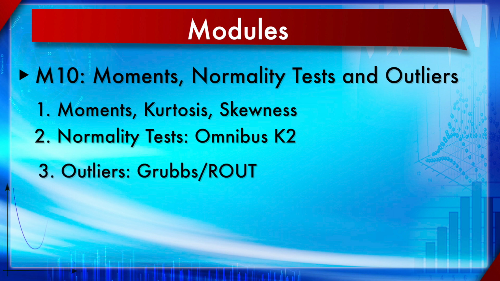Finally, in the same module, in the last section, we learned about outliers, and we also learned 2 very important outlier tests. One is the Grubbs test to detect one outlier. We also learned about the ROUT method to detect more than one outlier.